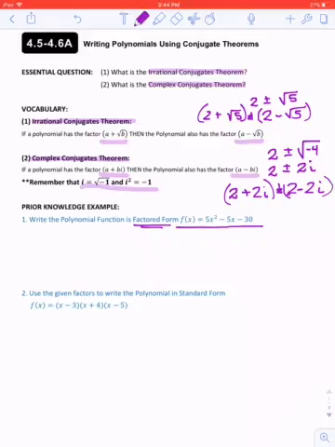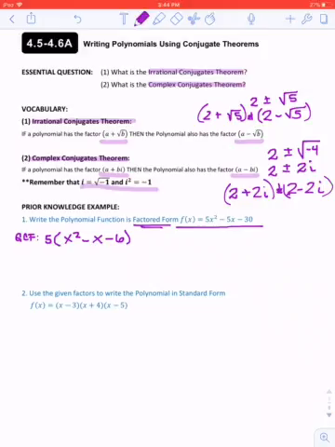The first thing you always ask yourself is, is there a greatest common factor that you can divide or factor out of each of those terms? I see a 5, and a 30, all numbers divisible by 5. So I actually do have a greatest common factor of 5. If I divide 5 out of each of those terms, I'm left with x squared minus x minus 6.